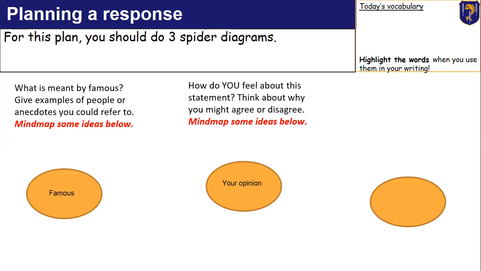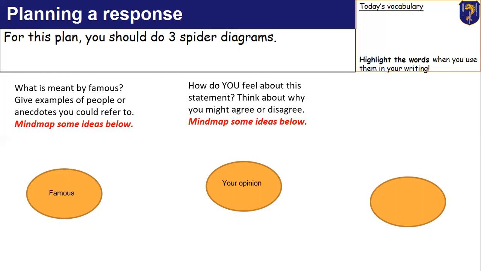The second brainstorm is actually just how do you feel about the statement? Think about which ideas you agree with and what you might disagree with. Remember, you don't need to come up with either or. You could just fully disagree with it, but you've got to come up with precise arguments for it. Don't just say, I agree with it, full stop. Why do you agree with it? Why do you disagree with it?